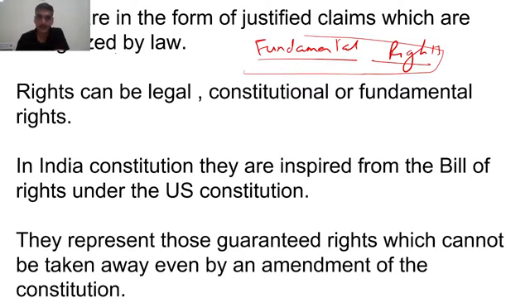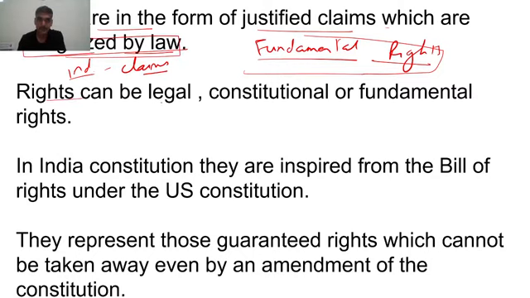So firstly, what are rights? It is a very, very common word. You must have listened: fundamental rights, legal rights, traditional rights, natural rights, human rights. But the big question is, what are rights? Basically, rights are in the form of justified claims which are recognized by law. Means as an individual, you have some claims or demands. That means these things must belong to me as a human, as a citizen. I must get these things. And if the law of the land recognizes that this person should get these things, then automatically it becomes your right.